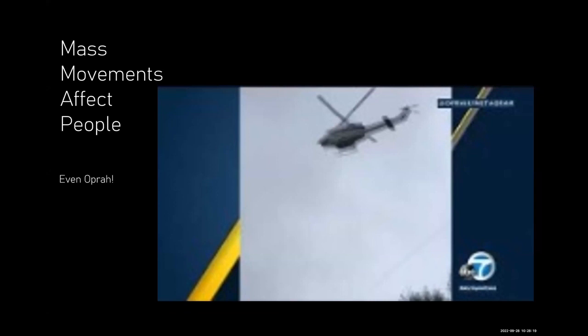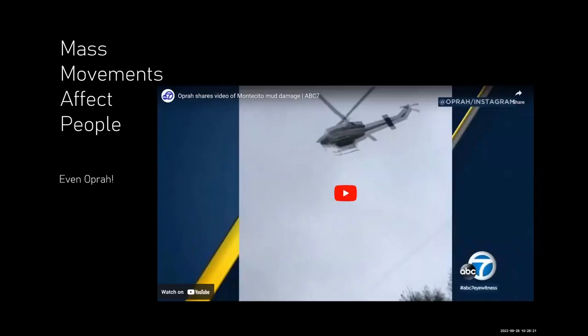So mass movements can affect people, even Oprah. This is a video from several years back when there were some wildfires in California, and those can lead to mudslides as the material that typically holds the earth together burns, and then rain hits the area. A lot of that material can then slide loose.